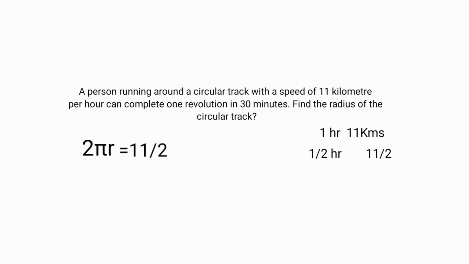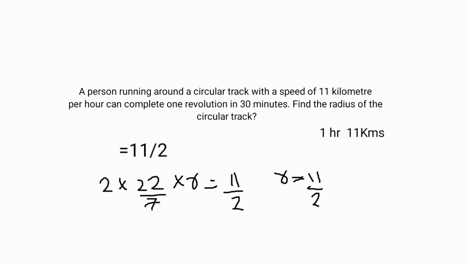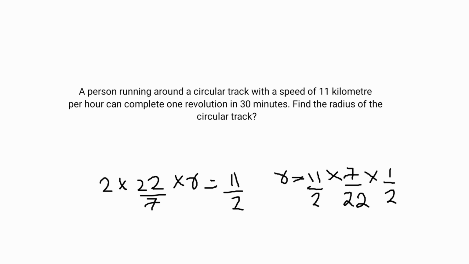Pi is 22 by 7. So 2 into 22 by 7 into r is equal to 11 by 2. Now we can find the value of r. r is equal to 11 by 2 into 22 by 7 reciprocal. When going to the other side, we have to take the reciprocal. So 7 by 22 into 2 will become 1 by 2 when going to the other side.